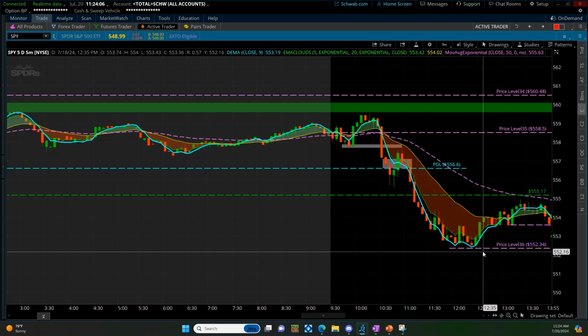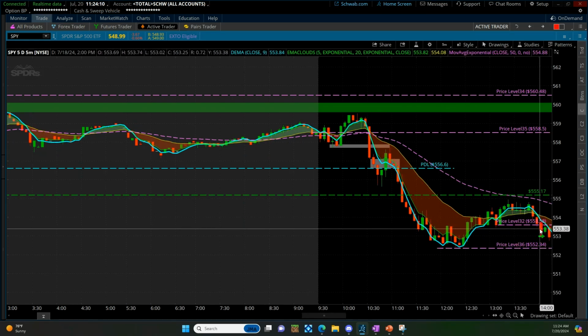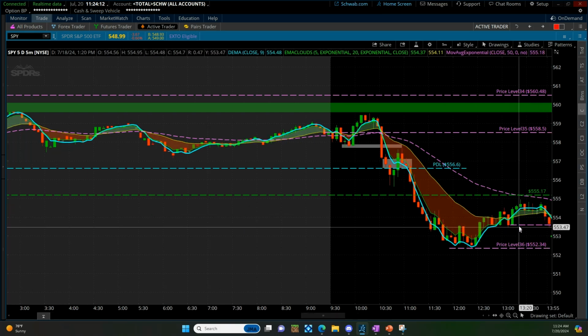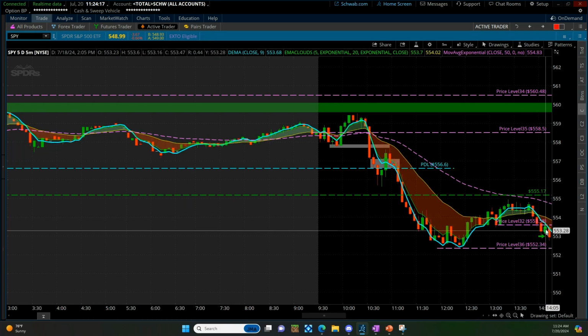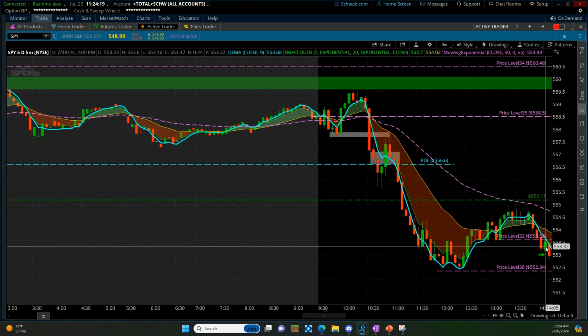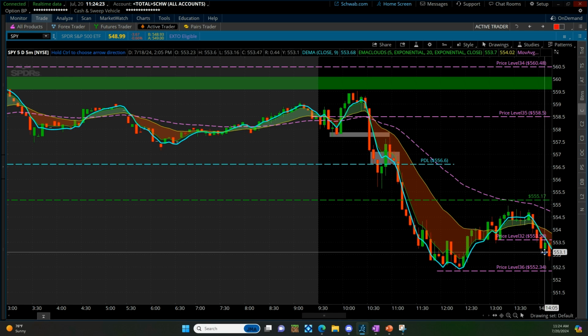So we got low of day. Now we break bullish structure right here at 55360. We snap that. We come up, we retest the cloud, and now this candle wipes out the green candle. I'm in this short around 553.